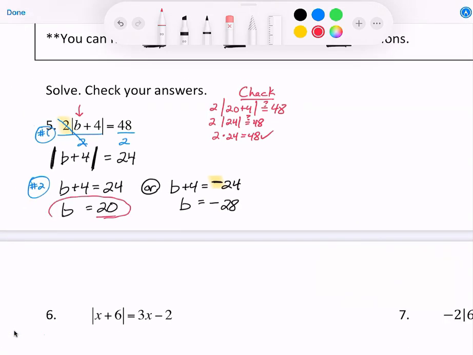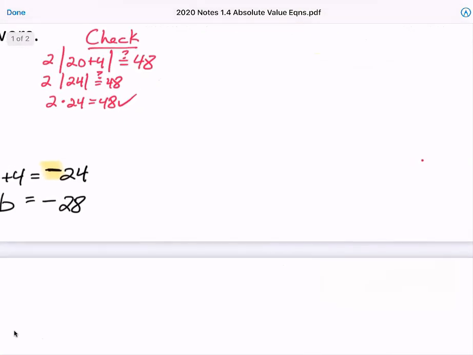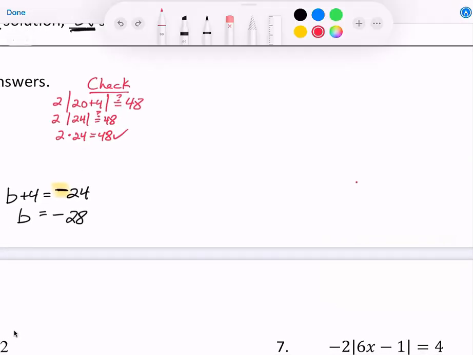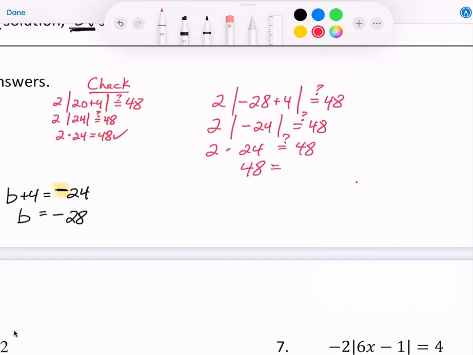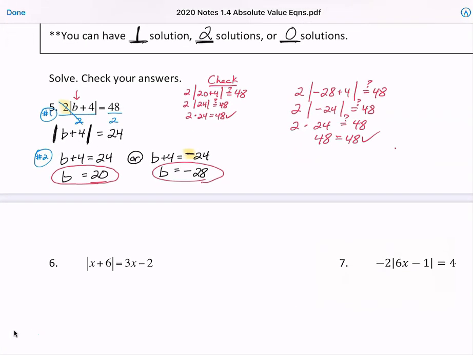This one is a valid answer, and then I guess I'm writing kind of small when I zoom in like that. And then the next one we would have is checking negative 28. So we have 2, plug negative 28 into the original where the x was. So that would be 2 times the absolute value of negative 24. Does that equal 48? Well, the absolute value of negative 24 is positive 24. Does that equal 48? Yes, it does. 48 equals 48. So we can circle this one. So we get 2 answers, 20 and negative 28. So that's it for that.